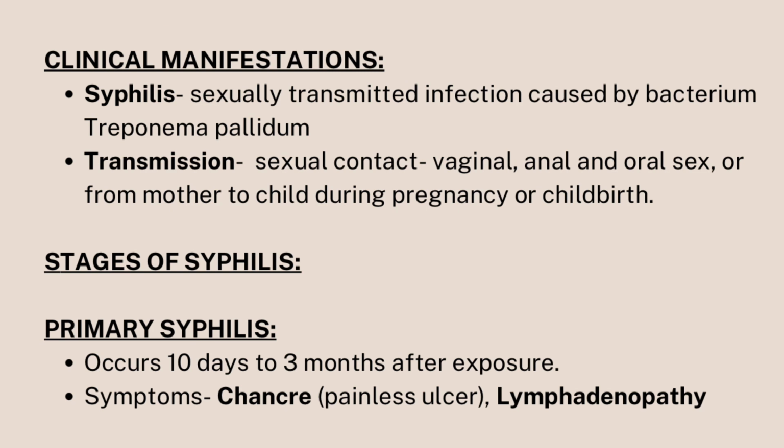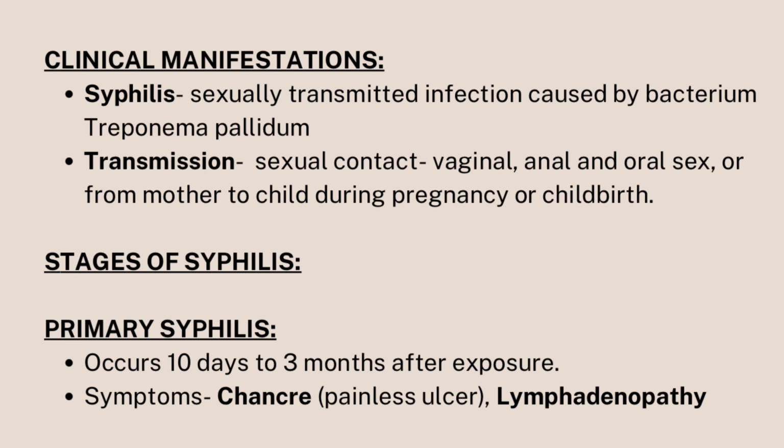Clinical manifestations. Syphilis is a sexually transmitted infection caused by the bacterium Treponema pallidum. Syphilis is primarily transmitted through sexual contact, including vaginal, anal and oral sex. It can also be transmitted from mother to child during pregnancy or childbirth. This is called congenital syphilis. Stages of syphilis. Syphilis progresses in stages, and each stage has its own symptoms.